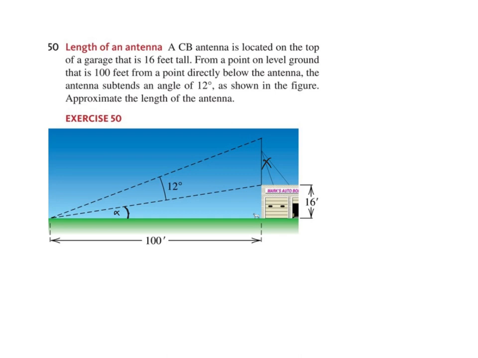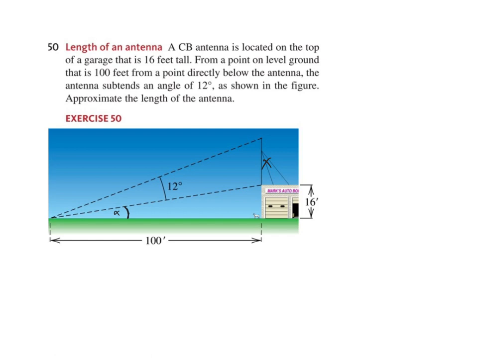50, length of the antenna. A CB antenna is located on top of a garage that is 16 feet tall. From a point on level ground that is 100 feet away. Okay, from a point directly below the antenna. The antenna subtends an angle of 12 degrees, as shown in the figure. Approximate the length of the antenna.